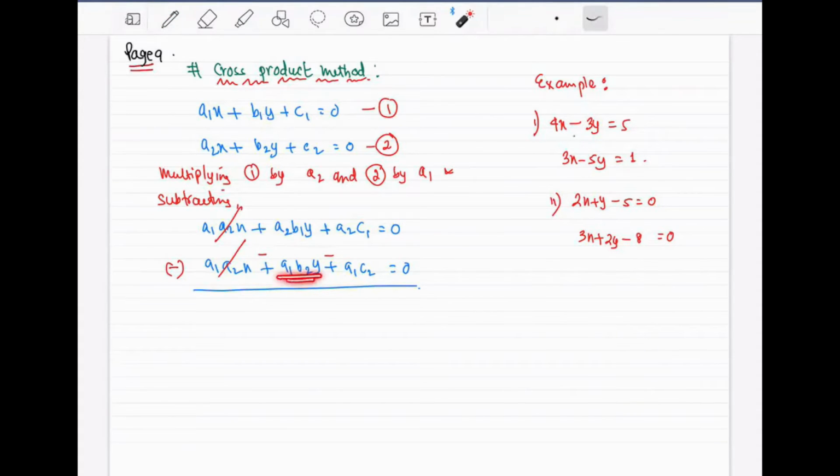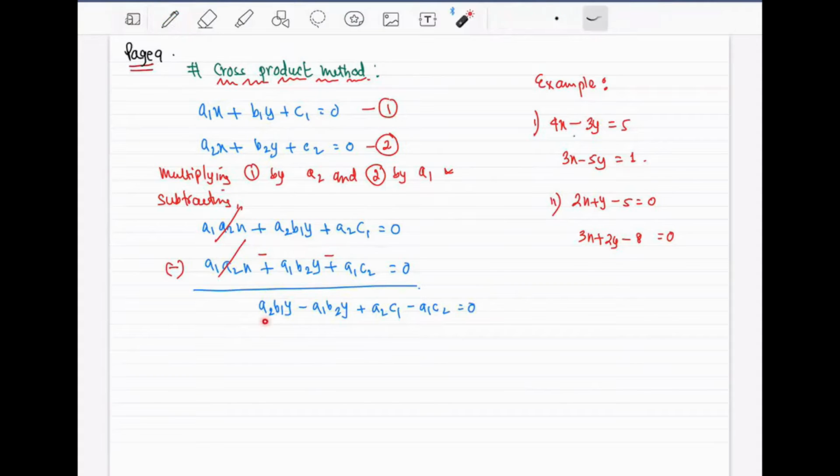What about here? a1 b2 y. One is a2 b1, the other is a1 b2, and both of them have y as the variable. One of them is a plus sign, but this one is a minus sign. So let's put here a2 b1 y minus a1 b2 y. What about the remaining? You have to subtract these. If I subtract a2 c1 and a1 c2, we keep it as a2 c1 first minus a1 c2 later is equal to 0.